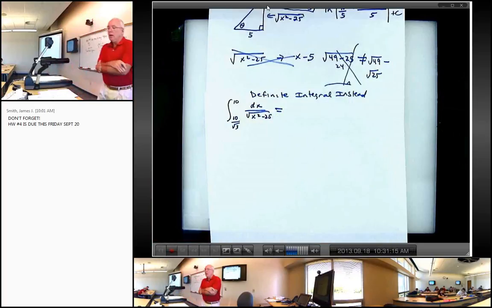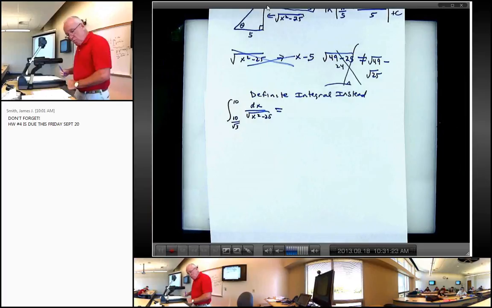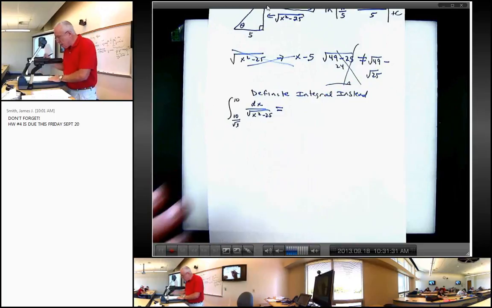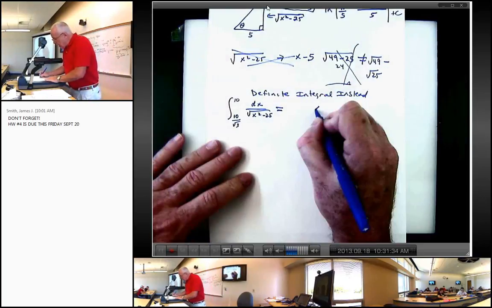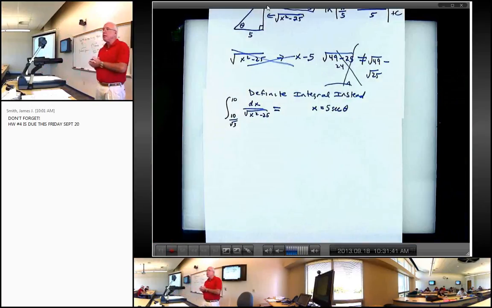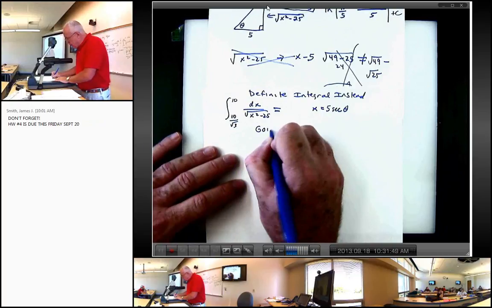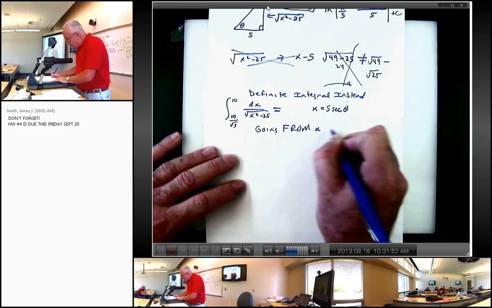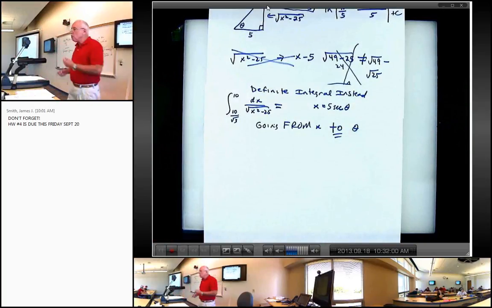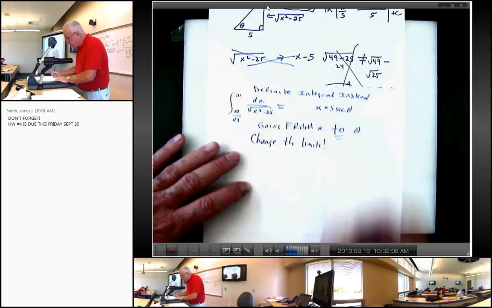All right? Okay, so I'm certainly not going to repeat the whole process of how we obtained the antiderivative. But I do have to repeat something, I'm afraid. Remember that we did this, x equals 5 secant of theta was our substitution. Now, we're changing from x to theta for our variables. So I have to change the limit of integration. Change the limit. All right?